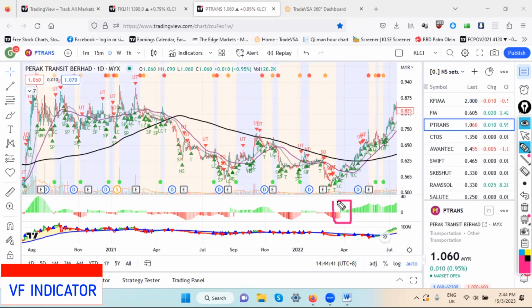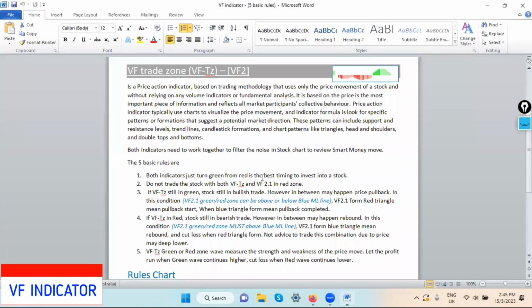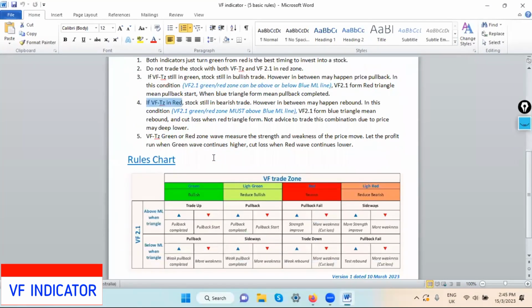However, for beginners, straight away just use the turn to green color. If unfortunately you get hit by the red color again, just cut loss, because we don't want this kind of shake-out that washes us out. Sometimes we sell at the bottom, then suddenly the price flies. This will disturb our trading emotion.